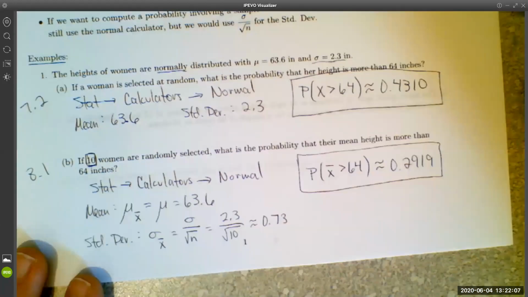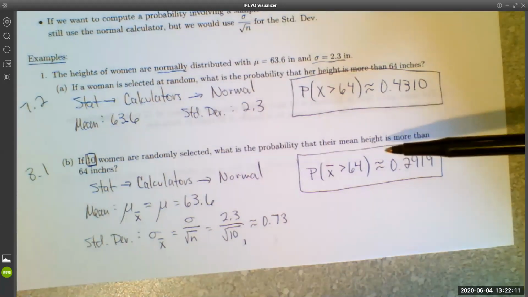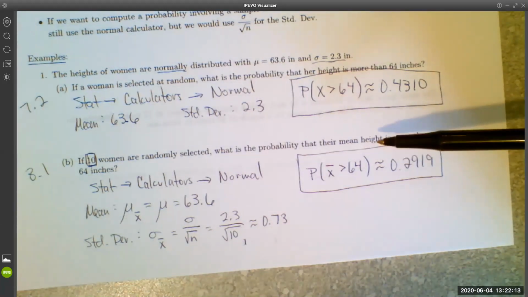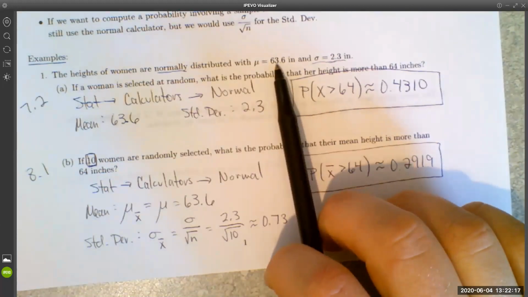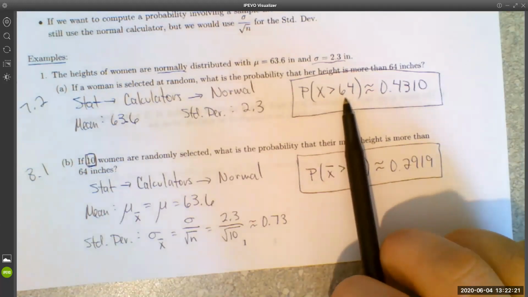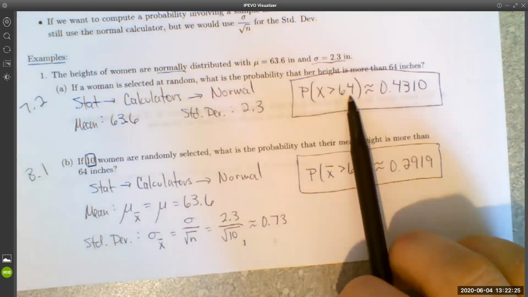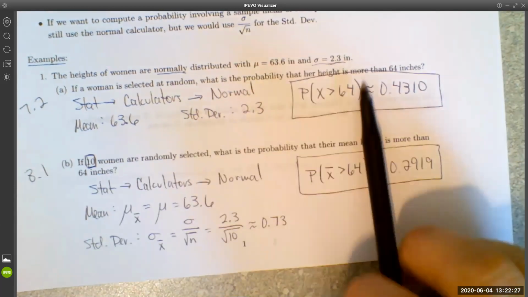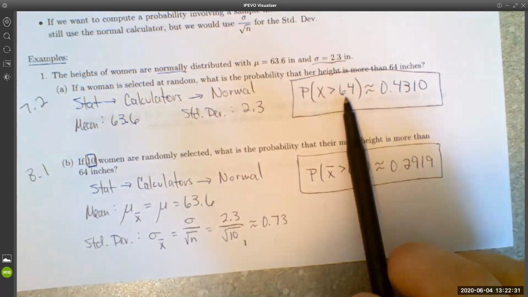Anyway, hopefully this makes sense, because we know that the sample mean is 63.6. So the probability that this particular woman is more than 64 inches tall is pretty likely, because 64 is close to the sample mean anyway. So it wouldn't be unlikely at all for this woman to be 64 inches tall.